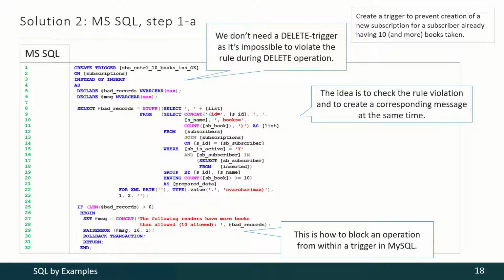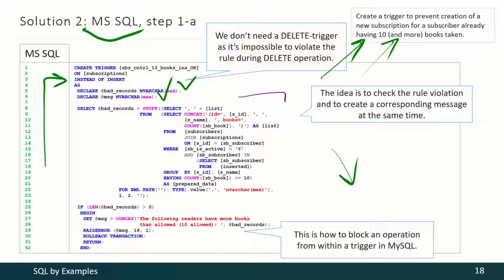With Microsoft SQL Server, we shall block the operation if any record is violating that rule, or if no records are violating that rule, we shall allow that operation to continue. So here we are creating the instead of trigger, and inside we are declaring variables for the bad records list and for our final message. Then we are composing the list of bad records, and we are checking if that list contains something. If it does, we have to compose our final message, we have to raise an error, and we have to roll back the whole transaction.